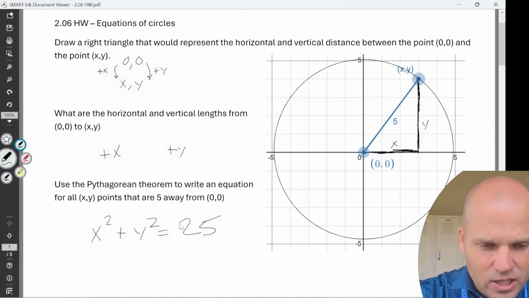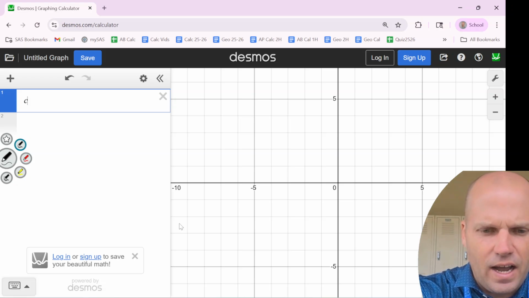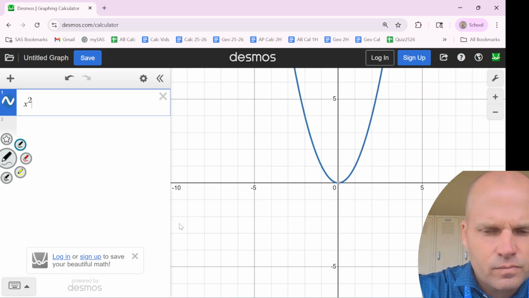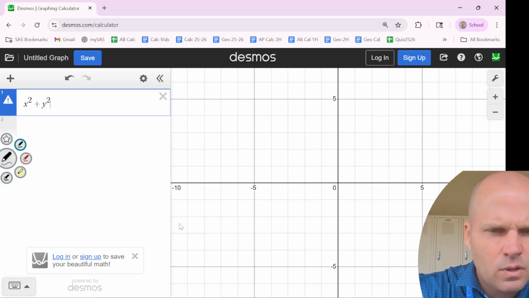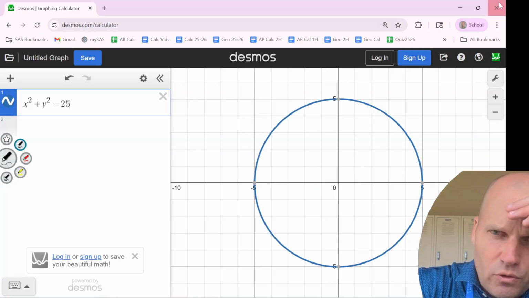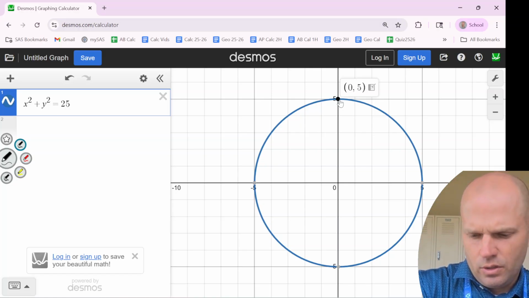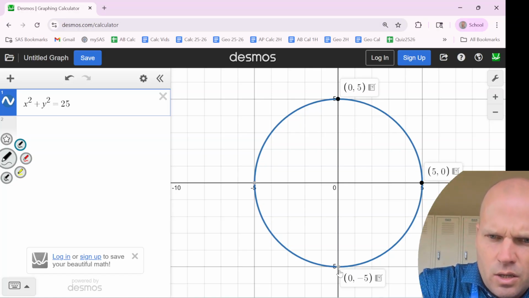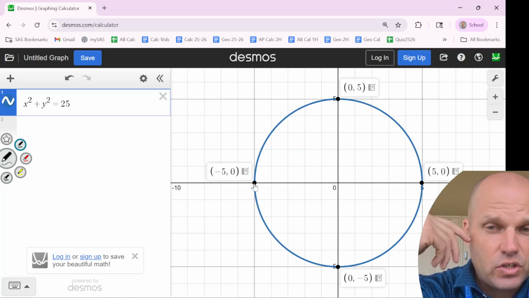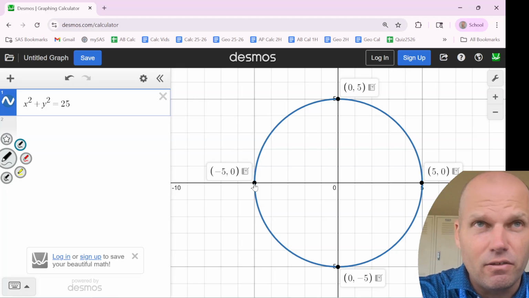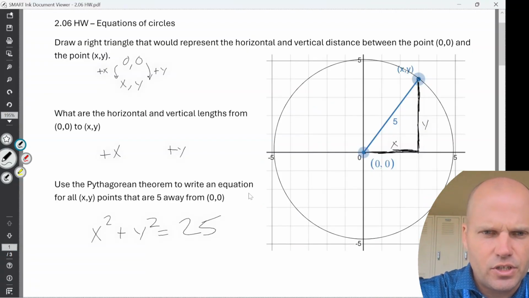If I graph x squared plus y squared equals 25, we get the circle with radius 5. That includes the points that we would expect to have on the circle that are 5 up, down, left, and right from the center of 0, 0.